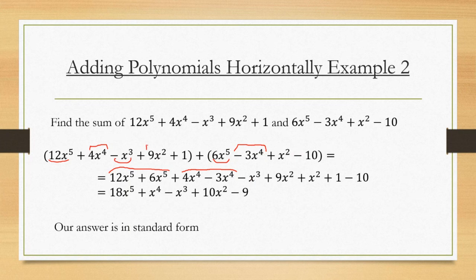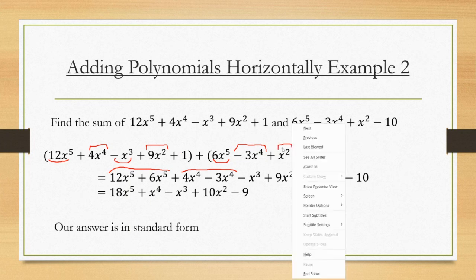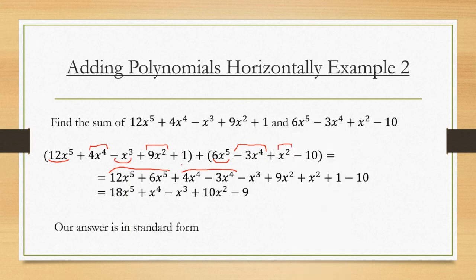9x squared, let's see. Can we combine that? Well, we can't combine it with 1. These are handled already. x squared, right? The whole point is we're looking for like terms to combine. Sometimes, like with minus x cubed, you may not be able to combine it with anything. That's okay. So we have 9x squared with x squared.